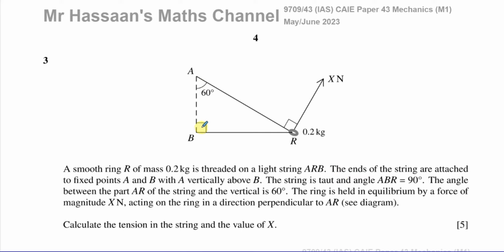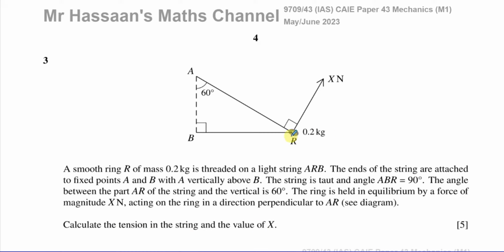The angle between the part AR of the string and the vertical is 60 degrees. The ring is held in equilibrium by a force of magnitude X newtons acting on the ring in a direction perpendicular to AR as shown in the diagram. Calculate the tension in the string and the value of X.